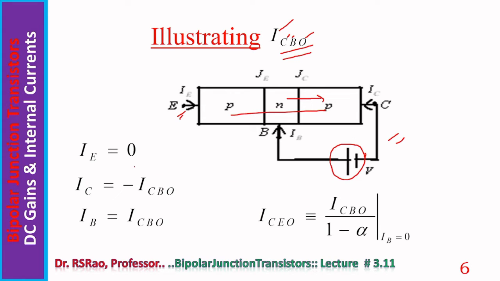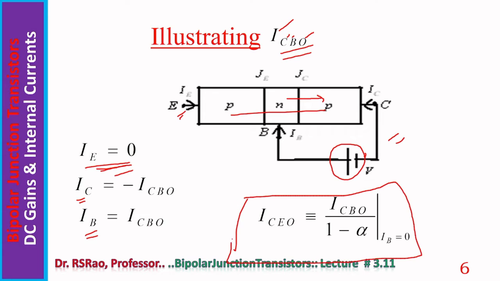Now from this diagram one can see ICBO or ICB naught is defined with the emitter current 0. Then IC becomes equal to minus ICB naught, and IB becomes equal to ICB naught. It can be shown that ICE naught is equal to ICB naught by (1 minus alpha) with base open circuit. So ICE naught and ICB naught, these two are related.